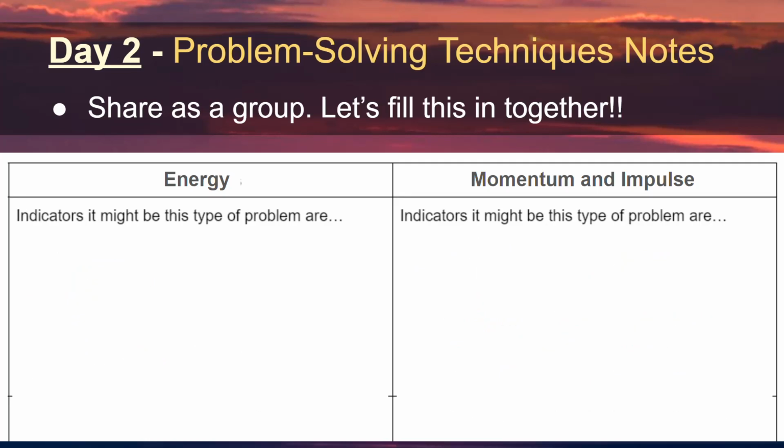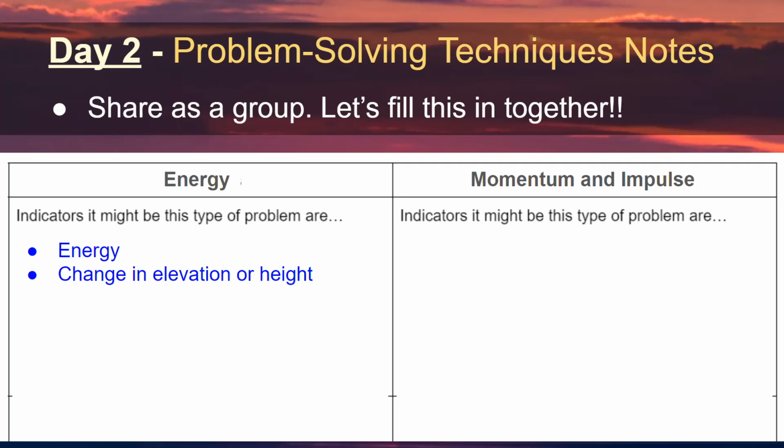All right, indicators that it might be an energy problem. Obviously, if you see the word energy in the question, then you know that you're dealing with something where you're going to be considering energy forms. If you see a change in elevation or height, you can obviously analyze that through energy. You could possibly also analyze it through free fall or dynamics, depending on what information you have. We're just looking at possible ways to analyze it.